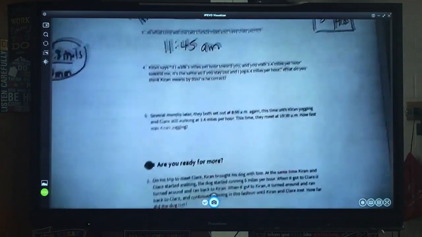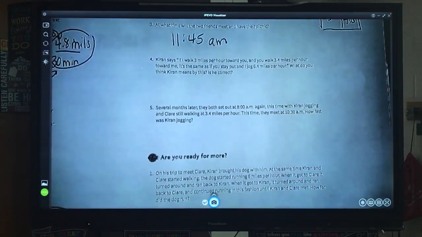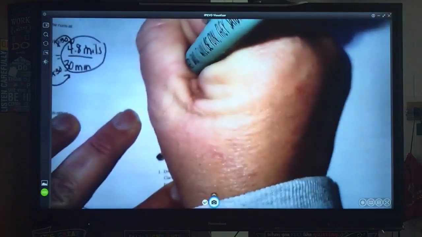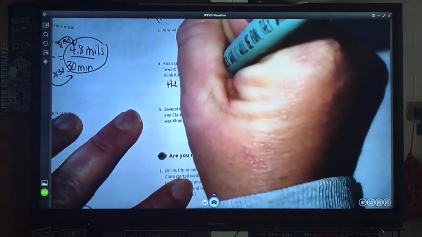It says, Kieran says, if I walk 3 miles per hour towards you and you walk 3 4/10 miles per hour towards me, it's the same as if you stay put and I jog 6 4/10 miles per hour. What do you think he means by this? Is he correct? He is correct, because every hour 6.4 miles increases, it doesn't really matter as long as one of them goes 6.4 miles. Okay, so he is correct with that aspect of it.